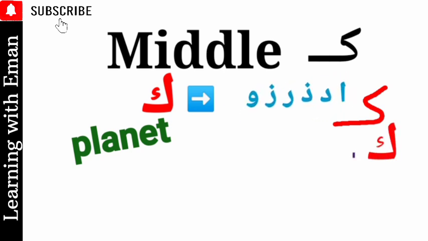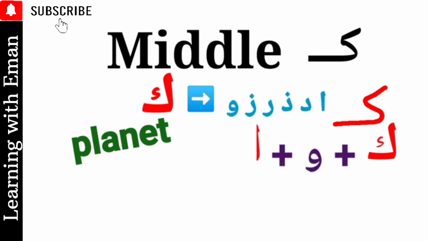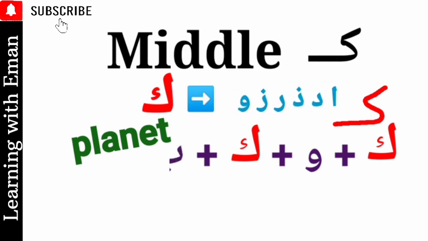ك و ك بي، كوكب. Now let's join these letters together.